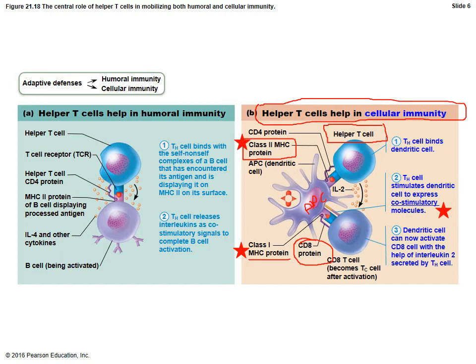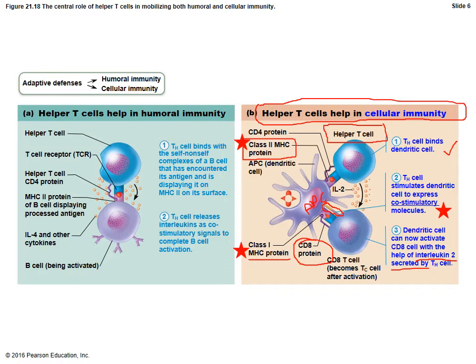And remember, we talked about the fact that it's going to need to have a co-stimulatory molecule. And what it says right here, it says your helper T cell will bind to your dendritic cell. That's the antigen presenting cell. And then it says the helper T cell will stimulate the dendritic cell to express the co-stimulatory molecule. So here we go. That's the double check to make sure that everything's okay. We need that co-stimulatory molecule. And then the dendritic cell can now activate the CD8 cell with the help of the interleukins, here in yellow, that are being secreted by your helper T cell.